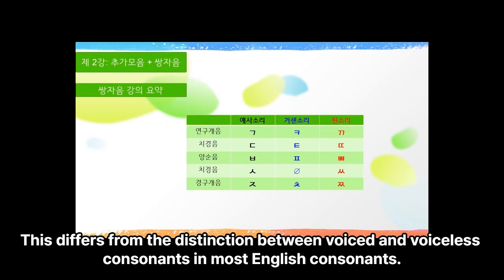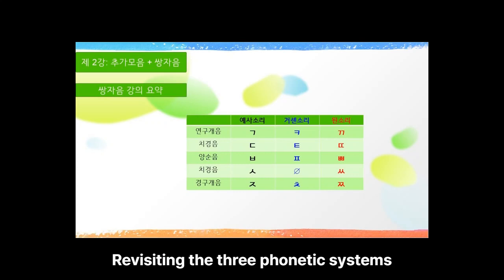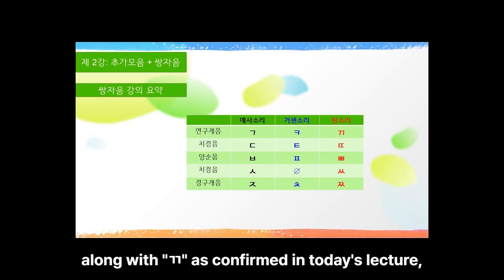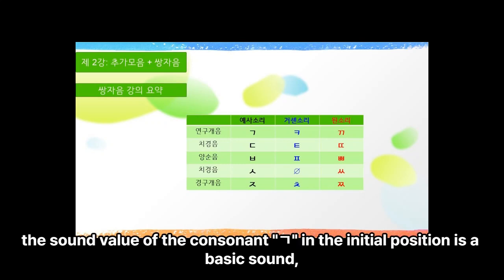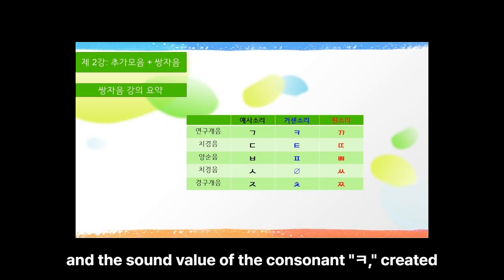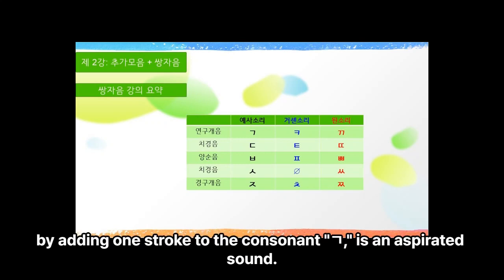This differs from the distinction between voiced and voiceless consonants in most English consonants. Revisiting the 3 phonetic systems along with ssanggiyeok, as confirmed in today's lecture, the sound value of the consonant giyeok in the initial position is a basic sound, and the sound value of the consonant kieuk, created by adding 1 stroke to the consonant giyeok, is an aspirated sound.